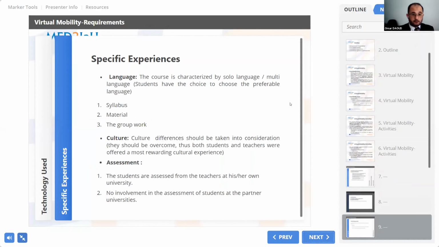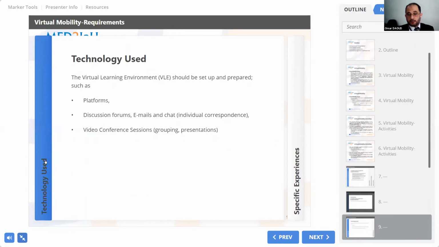After that, the technology used. For the technology used, the virtual learning environment should be set up and prepared very well. As Fabio says, it should be set up very well, with either a platform or discussion forums, emails and chat, individual correspondence, video conference sessions, grouping, team pairing, presentations.